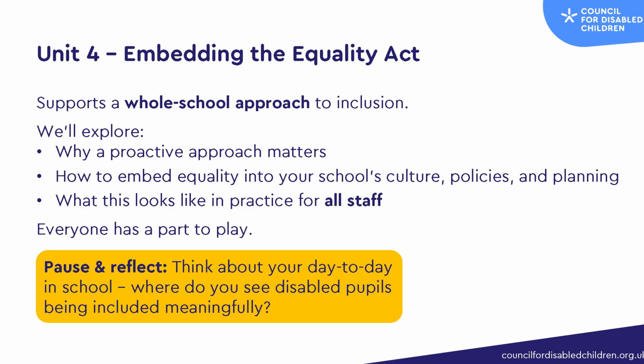This slide gives you a picture of what we'll explore in Unit 4. First, why a proactive approach matters. We'll think about why planning ahead makes such a difference for disabled pupils and for the whole school. Second, how to embed equality in your school's culture, policies and planning. We'll explore what it looks like when the Equality Act isn't a separate add-on but part of the way your school runs. And third, what this looks like in practice for all staff.